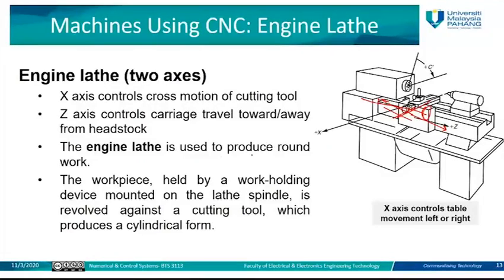So the engine lathe here is used to produce round workpieces held by the work holding. Usually when we have a workpiece, it cannot sit there freely. It should be fixed. There should be some tools used to fix or hold this workpiece in the correct place, and then the machine will start to move in order to perform the lathe action. There will be a revolving spindle which is used to cut or drill this product or workpiece.